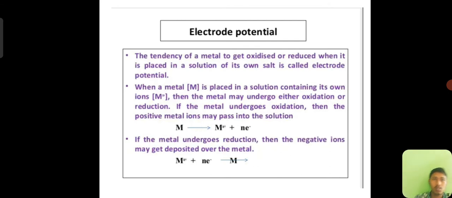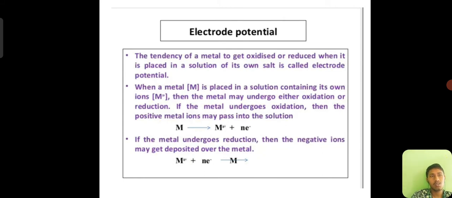Electrode potential means the tendency of a metal to oxidize or reduce when it is placed in the solution of its own salt. When a metal M is placed in a solution containing its own ions M plus, the metal may undergo either oxidation or reduction.